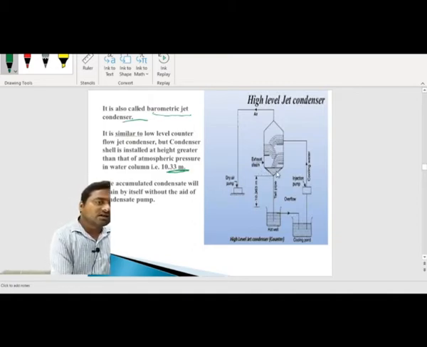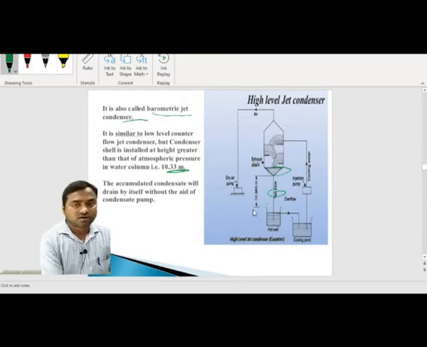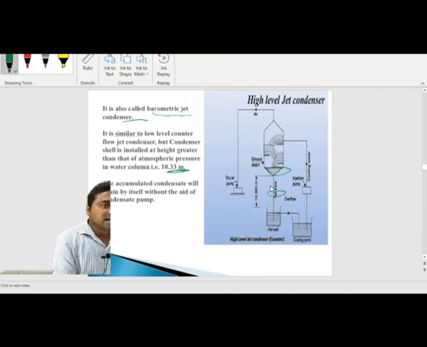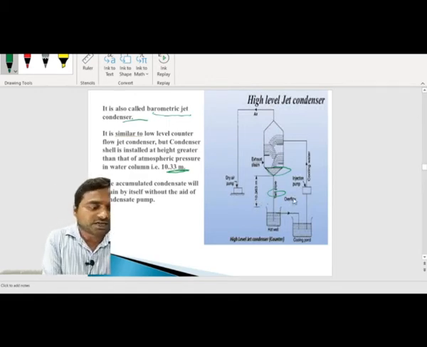And here also the same thing: whatever accumulated condensate is formed here automatically gravitates, because of this high level, and collects into the hot well. So there is no condensate extraction pump needed here, as we had earlier. Okay, so this is the high level jet condenser, also called a barometric jet condenser.